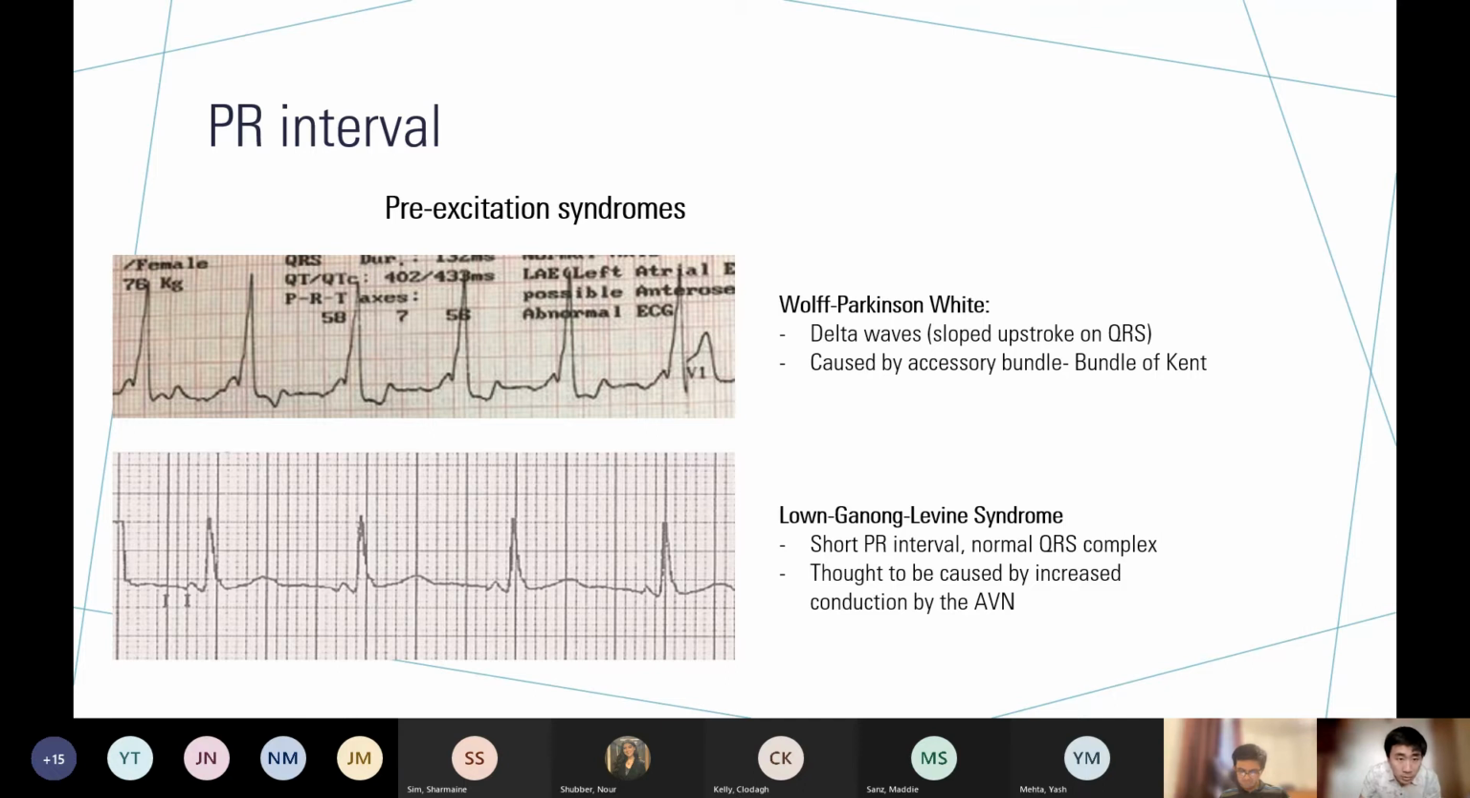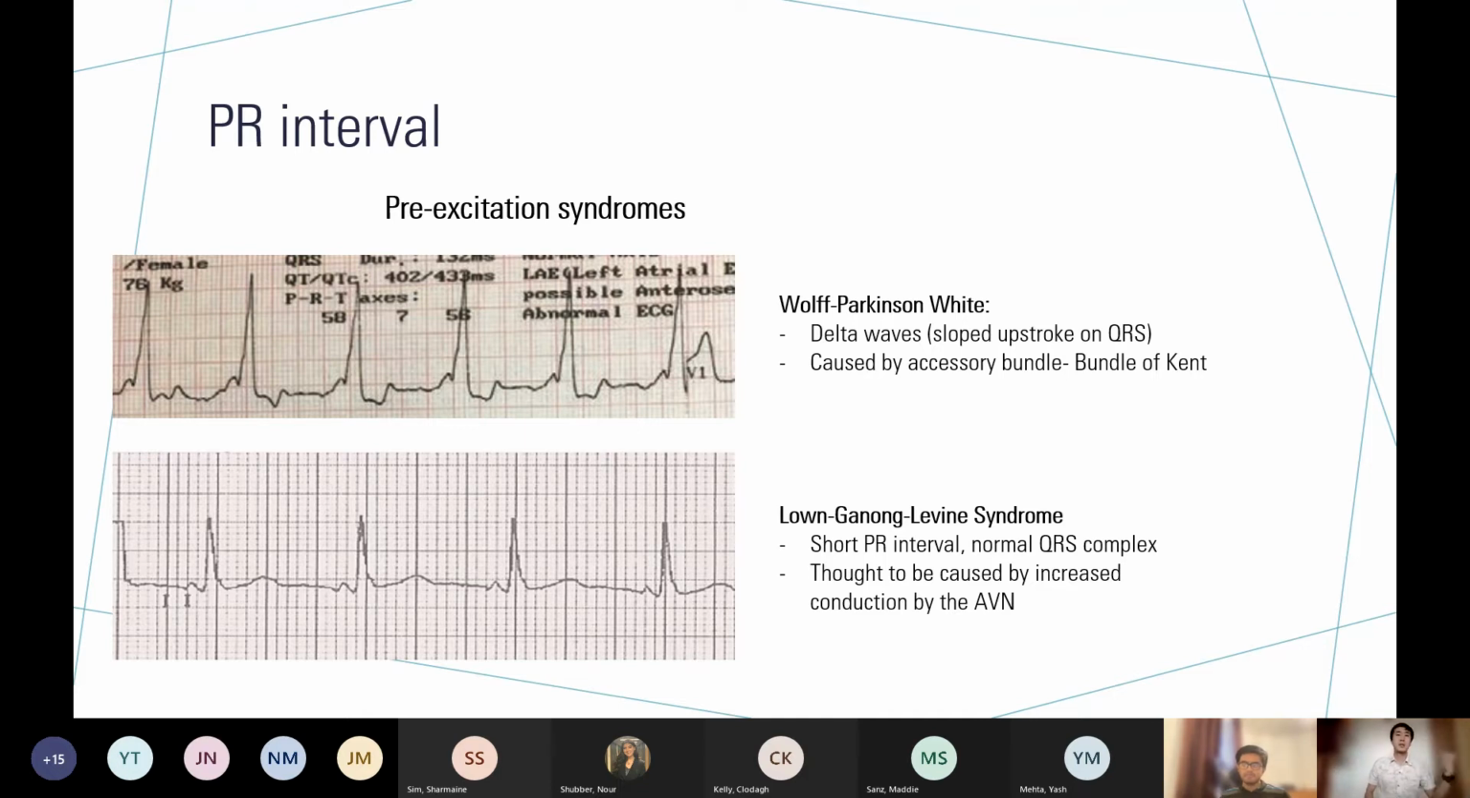Can anyone see the pathology here? So first of all, you can see the PR interval is tiny. It's probably only 2 squares, if that. So we know it's a pre-excitation syndrome, but there's another feature here that suggests a certain pathology. Very good. Wolff-Parkinson-White, exactly. The delta wave is what we're talking about here. Well done, all of you. So that's a sloped QRS. It's not just straight, okay? And that's suggesting something called Wolff-Parkinson-White.